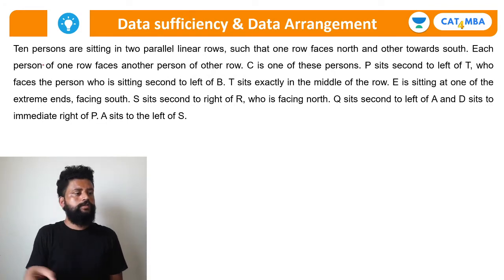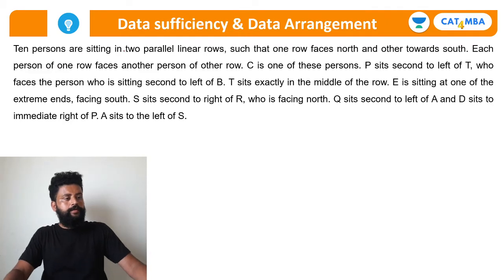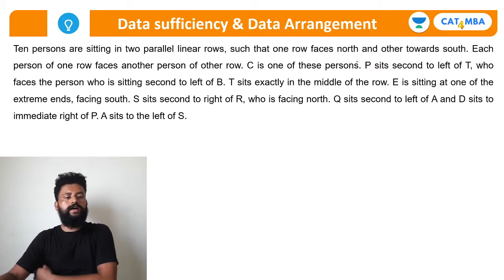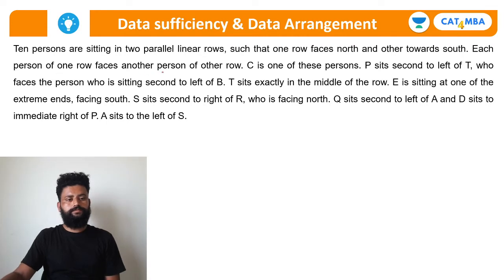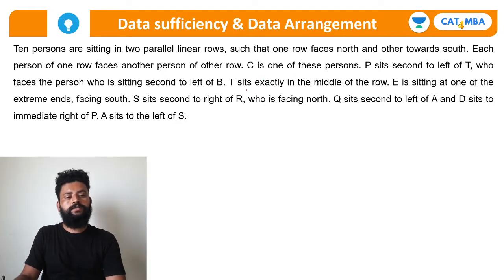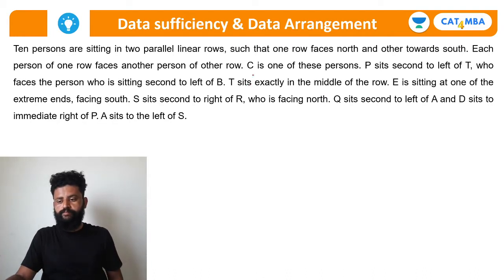So let's try it quickly. 10 persons are sitting in two parallel linear rows such that one row faces north and the other towards south. Person of one row faces another person of the other row. Okay, so we have got the structure of this arrangement.